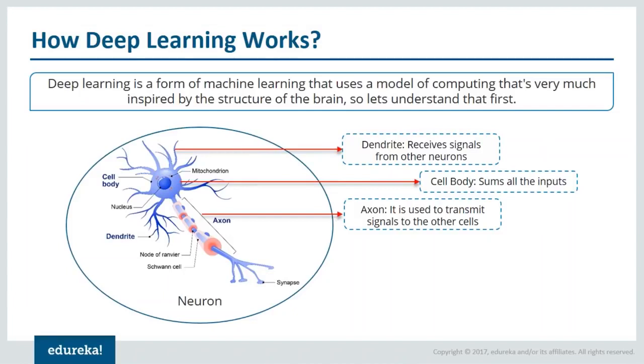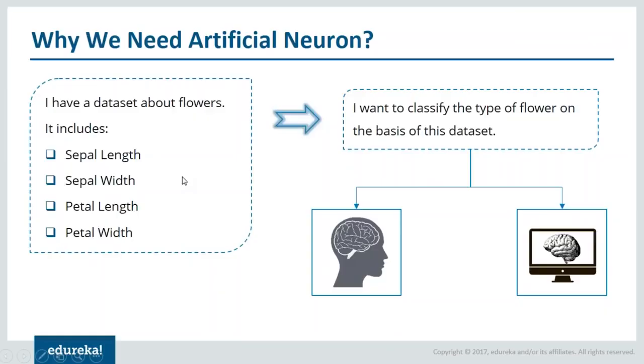And we take the same process forward and we try to create artificial neurons. So let us understand why we need artificial neurons with an example. I have a data set of flowers, say, and that data set includes sepal length, sepal width, petal length, and petal width. Now what I want to do is classify the type of flower on the basis of this data set. Now there are two options. Either I can do it manually. I can look at the flower manually and determine by its color or any means what sort of flower it is. Or I can train a machine to do that.